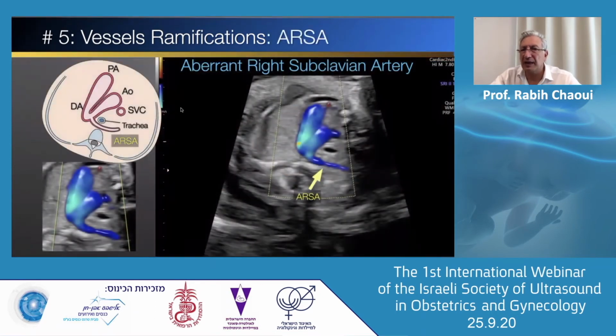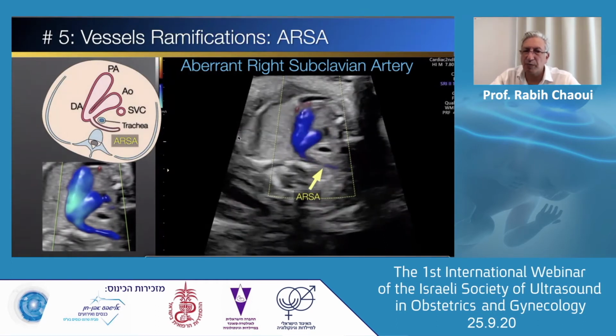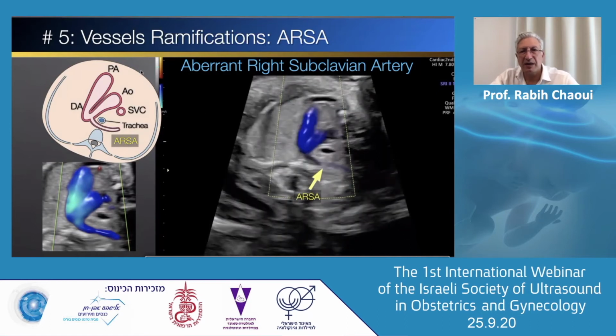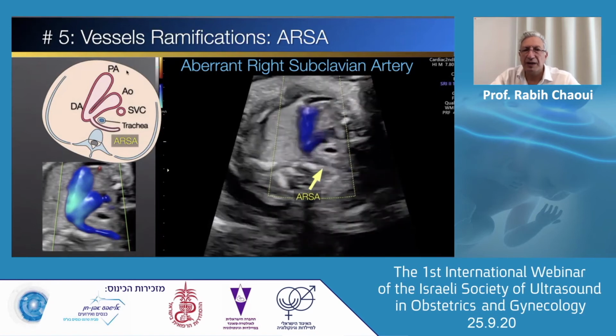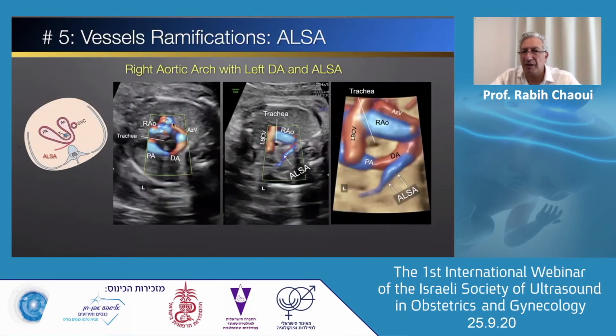For example, the classical one, I will put it in this group, is the aberrant right subclavian artery, the ARSA, so popular also in many countries, also in Israel. And as you see here, the aberrant subclavian artery is well recognizable even in the first trimester. Or in this group, it can be when you have a right arch and a left ductus arteriosus. You may also see the ALSA, the aberrant left subclavian artery, but it's generally difficult to see because it's at a slightly different level. So if you are using 3D, you can demonstrate the presence of the ALSA.